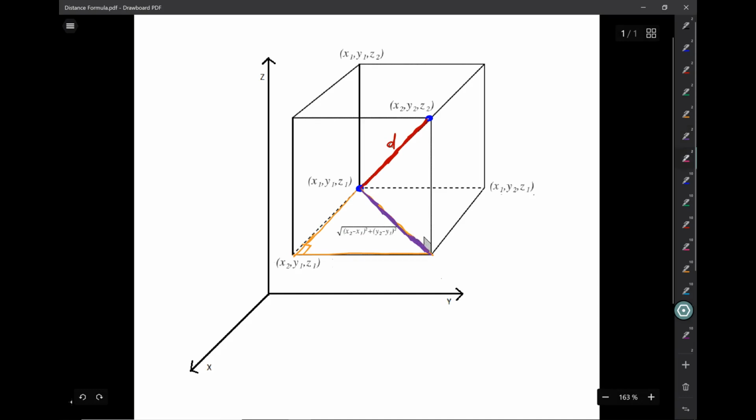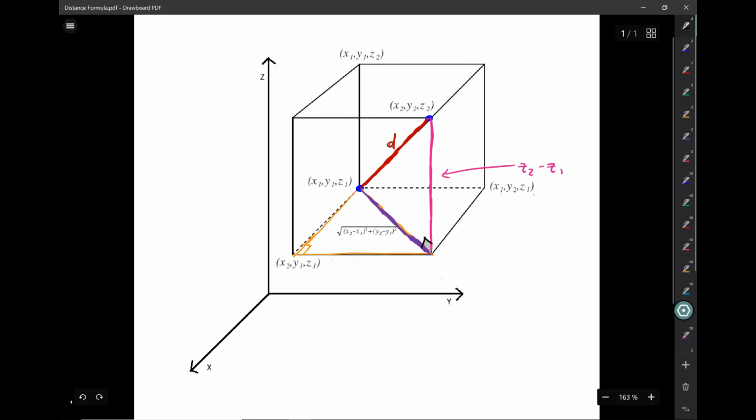Now I know that this length is just a vertical length. It's just a change in the z-axis. So this length is z2 minus z1. And notice that what we have is a nice right triangle.